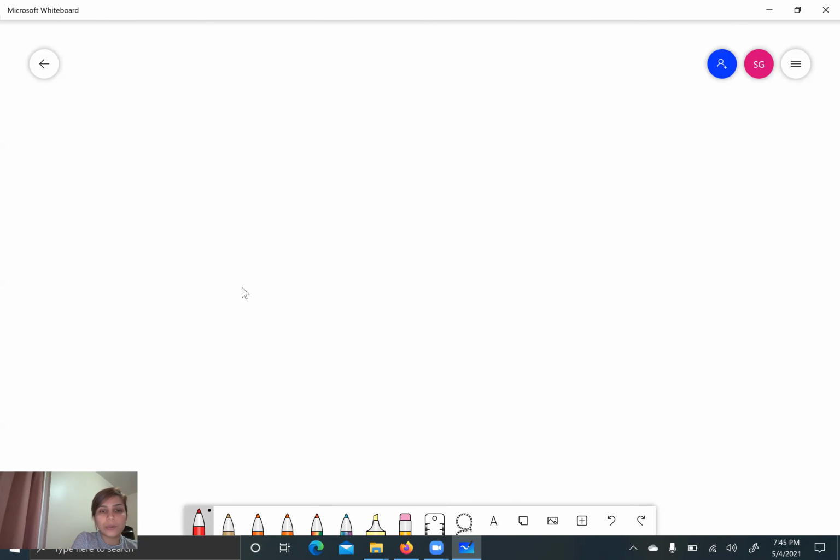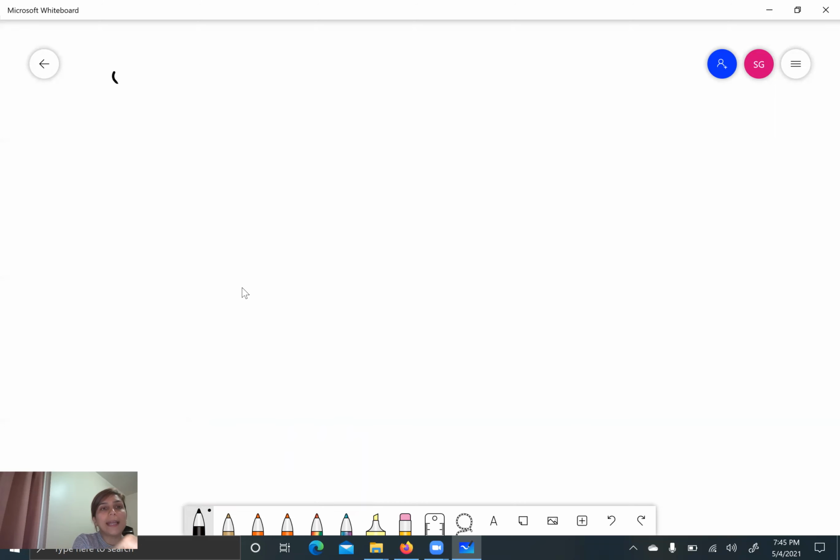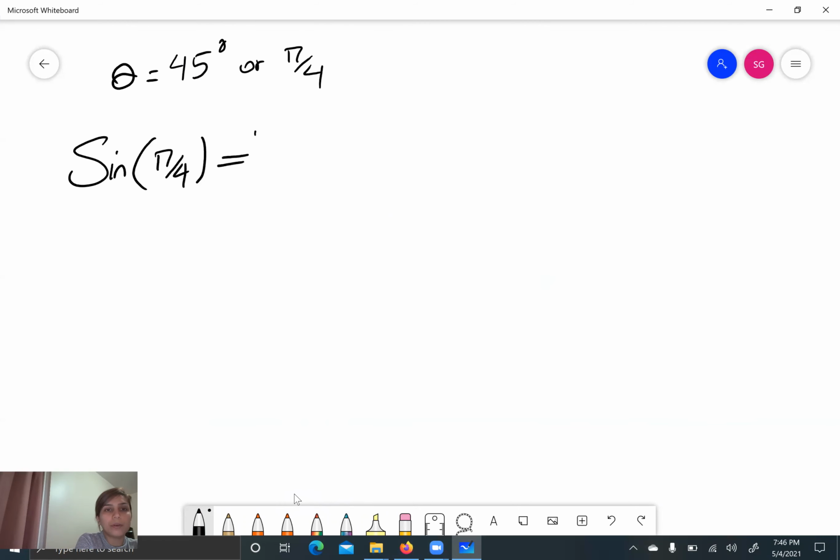What is the goal? We want to find, so the angle is 45 degrees, or in other words, pi/4. And we want to evaluate sine and cosine of pi/4. So we want to find the sine of pi/4 and also cosine of pi/4. That's the goal. What is the sine and cosine of this value?